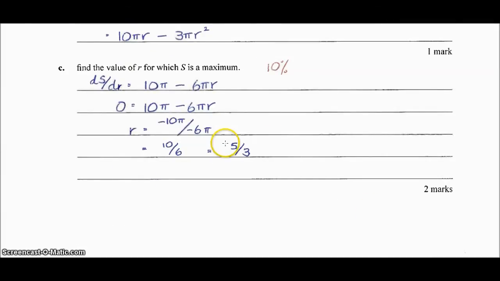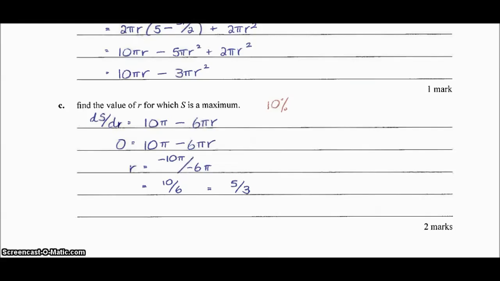Alright, final question on the paper. Find the value of r for which S is a maximum. Clearly by the 10% here, a lot of people had given up from the fact that they didn't get the previous two. But all we had to do here was differentiate and set it equal to 0. So if I had an answer to the previous question, which is 10 pi r minus 3 pi r squared, you differentiate that, you get 10 pi minus 6 pi r, making sure we write ds/dr here, not something silly like dy/dx. We're talking about S and r.